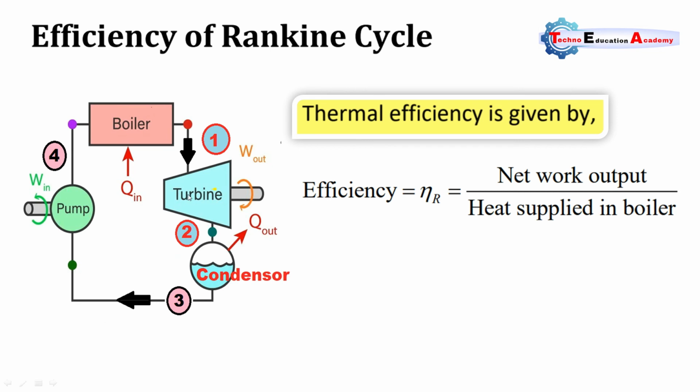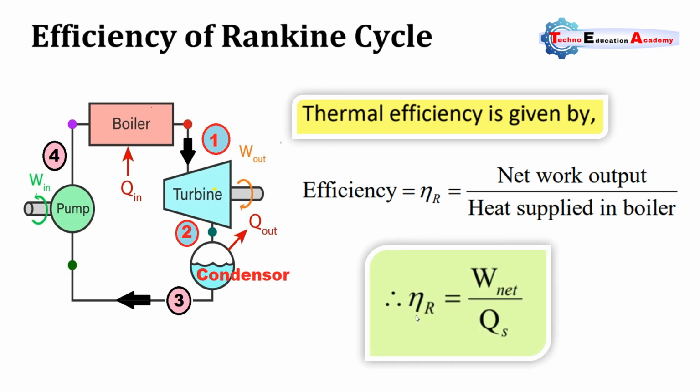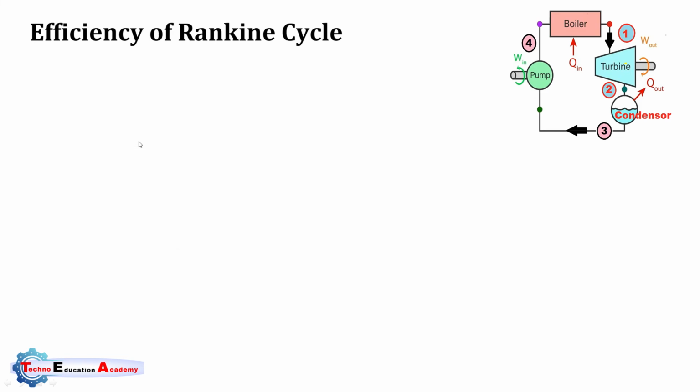So the pump is a work input device, and the turbine is a work output device. So net output means turbine work minus pump work. This is the net work done. And heat supplied is the input in the boiler through the combustion of coal. Here we supply the heat energy. So efficiency of the Rankine cycle equals net work done divided by heat supplied, and net work done means WT minus WP, turbine work minus pump work, divided by QS, heat supplied in the boiler.